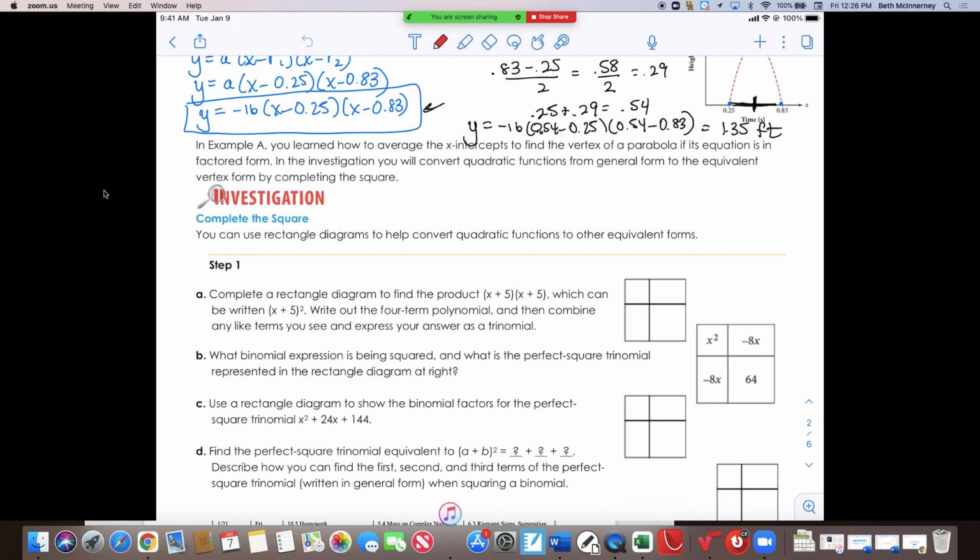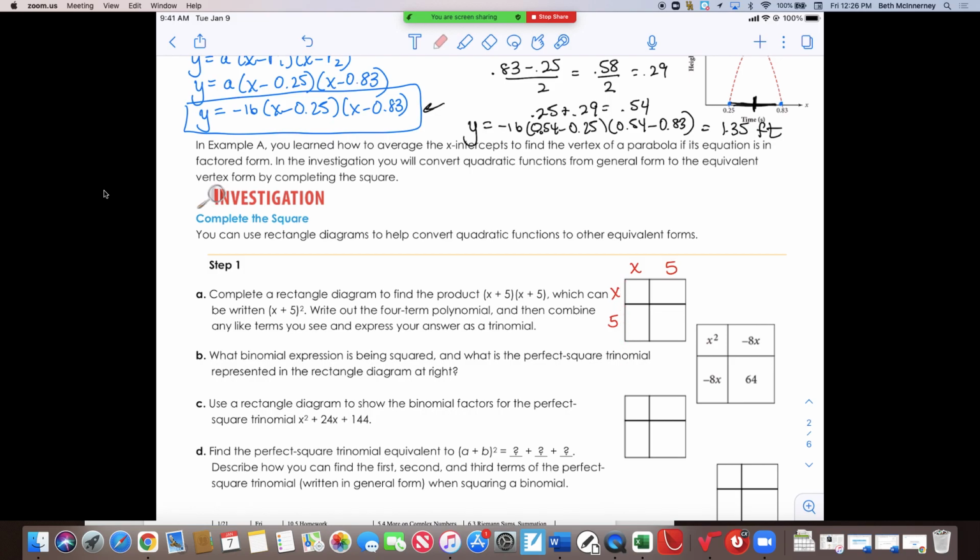So in step 1, it says, complete a rectangle diagram to find the product of x plus 5 times x plus 5, which is x plus 5 squared. So watch what we're going to do. We're going to label the rectangle on the outside. And I want you to really stop and think here a moment. Like this side represents the length of x plus 5. And this side represents the length of x plus 5.